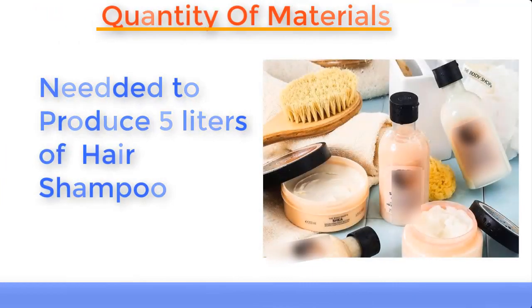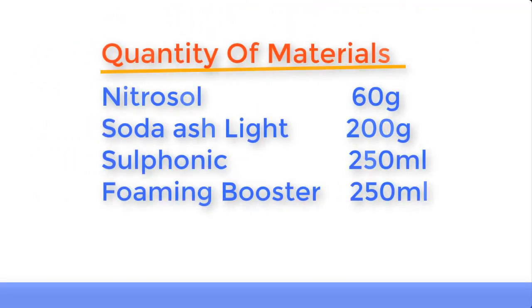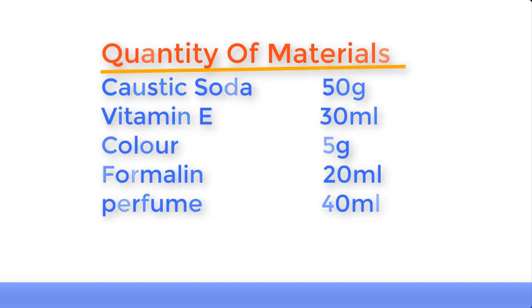Now let's go through the quantity of materials needed to produce about 5 liters of hair shampoo. Nitrosol, 60 gram. Soda ash light, 200 gram. Sulfonic acid, 250 ml. Foaming booster, 250 ml. Caustic soda, 50 g. Vitamin E, 30 ml. Color, 5 g. Formalin, 20 ml. And perfume, 40 ml.